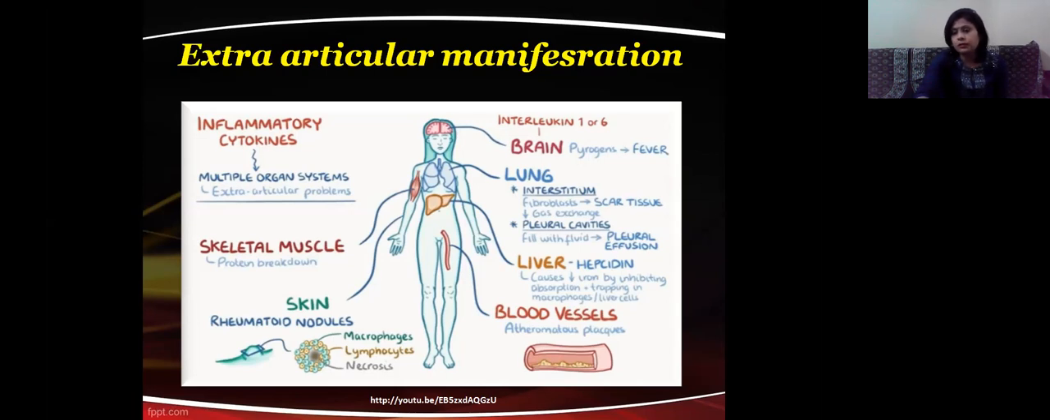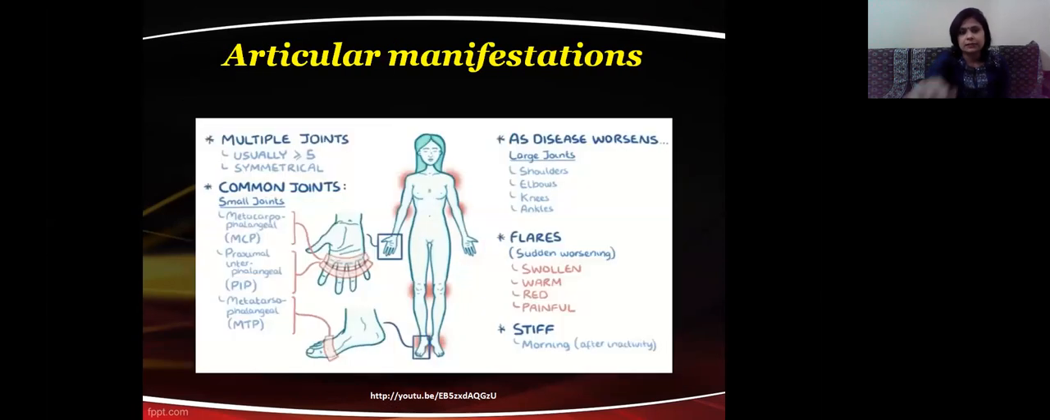If we talk about the clinical manifestation of this disease, then multiple joints, usually greater than or equal to five joints, will be affected symmetrically, meaning both sides of joints will be affected.